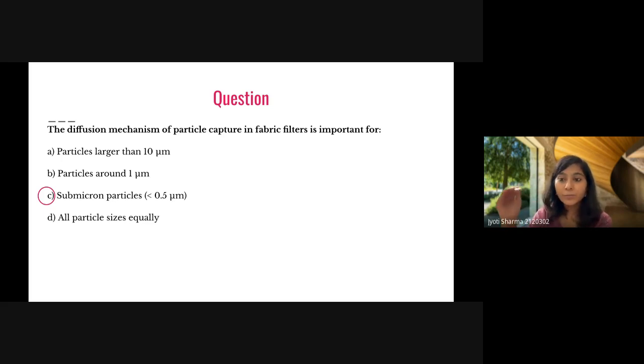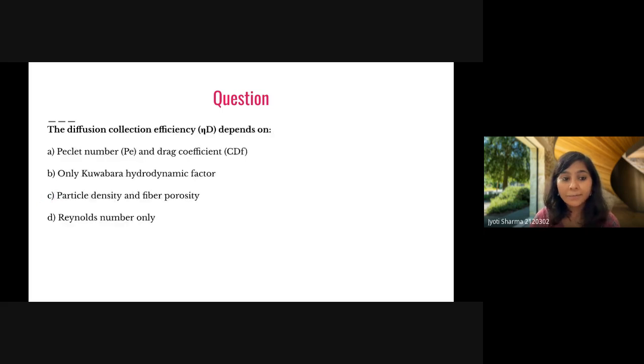Whenever there is Brownian motion, the particle will not follow the streamline. It means there will be some collision with the collector just because of the Brownian motion, and Brownian motion will only happen when the particle size is submicron. So C is the right answer.